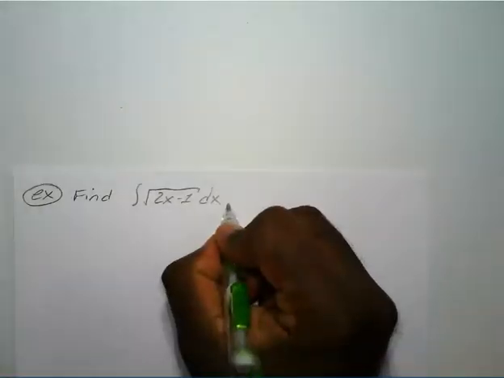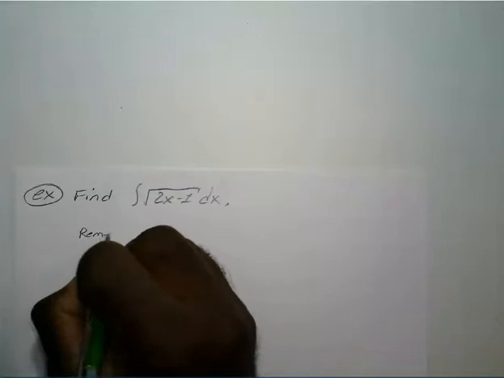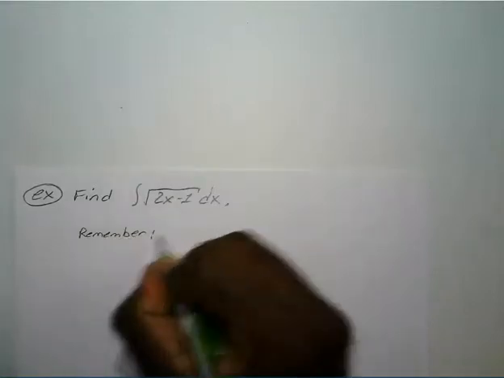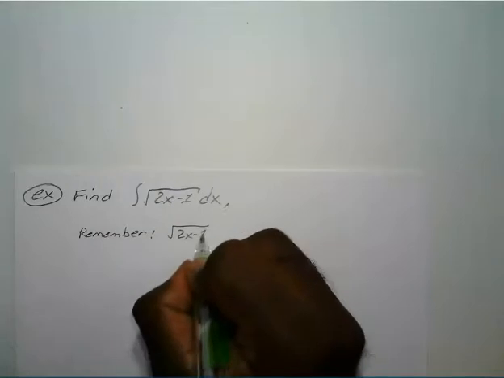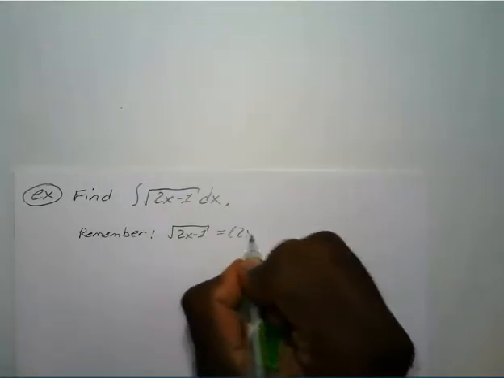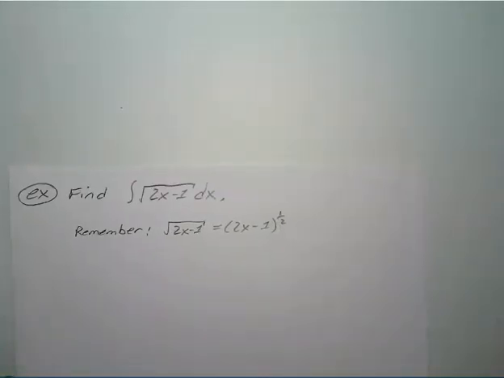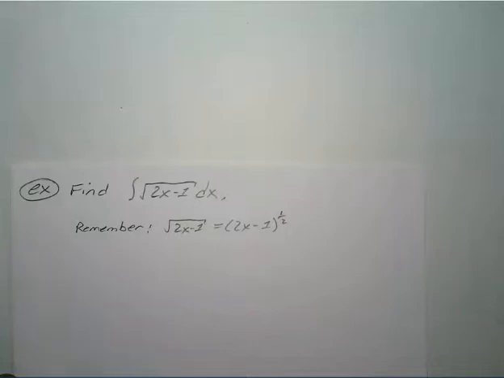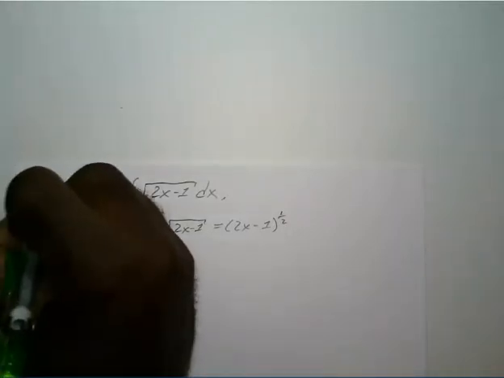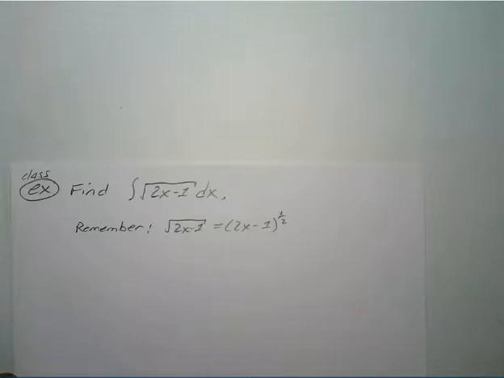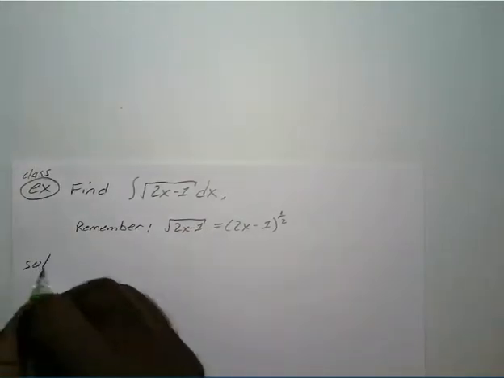Okay. Now on this one, it would help to remember that the square root of 2x minus 1, you can rewrite that as 2x minus 1 to the 1/2 power. All right, so what I want you to do on this one, once again, is press pause and try to solve this one on your own. All right, so assuming you've pressed pause and worked this one out, let's go ahead and verify your answer.